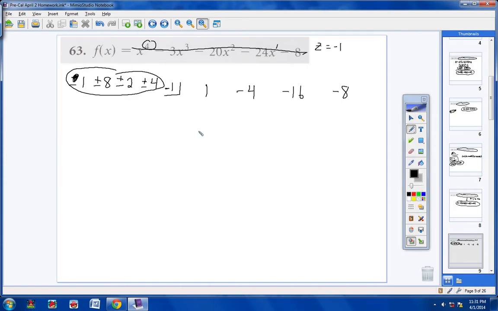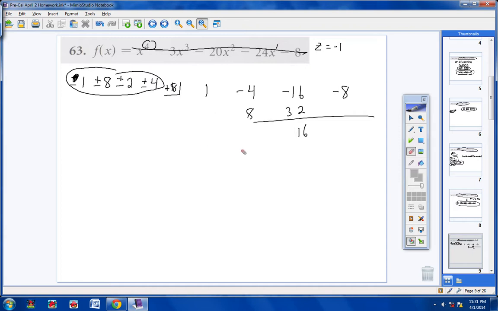Sometimes you get a multiplicity of 2. So even though we already know negative 1 is a 0, negative 1 might work again. Bring down your 1, multiply, you get a negative 1, combine, you get a negative 5, multiply, you get 5, combine, you get negative 11, and we're not going to get a 0 here. So negative 1 does not have a multiplicity. Now let's go ahead and try a positive 8. Bring down your 1, multiply, you get an 8, combine, you get a 4, multiply, you get a 32, combine, you get 16, and we're not going to get a 0 here.